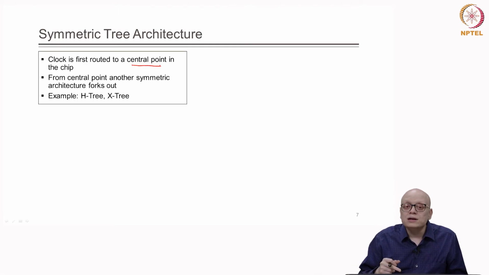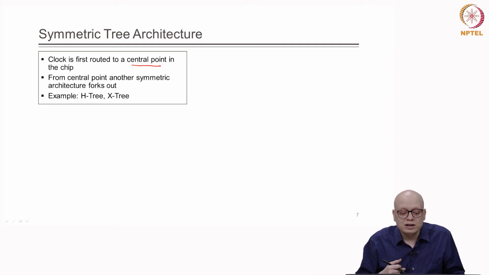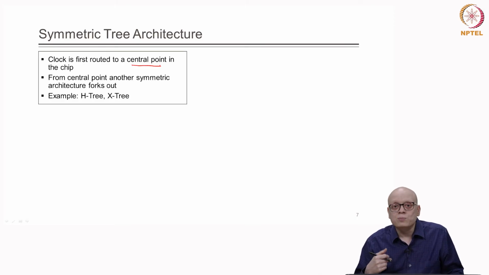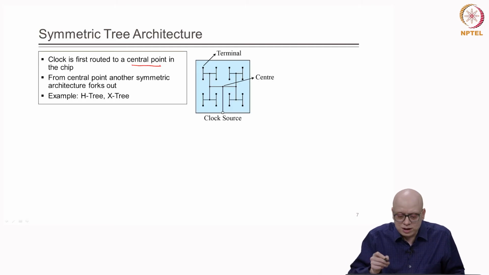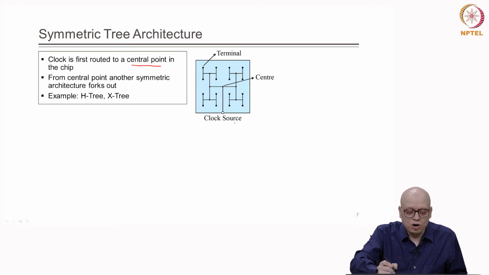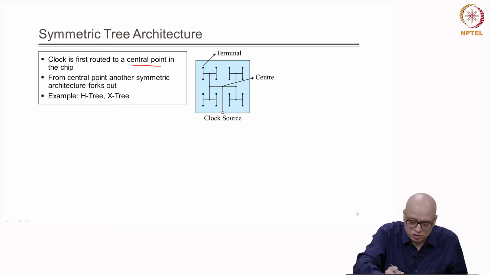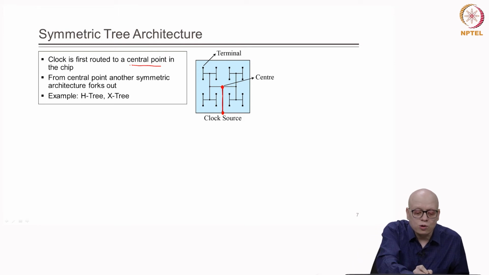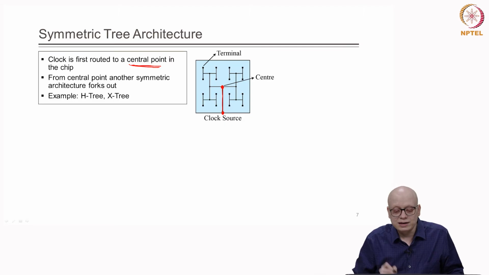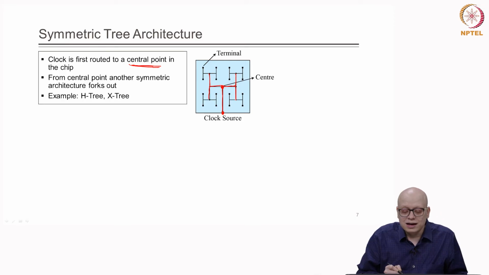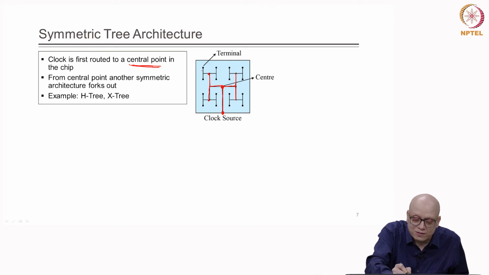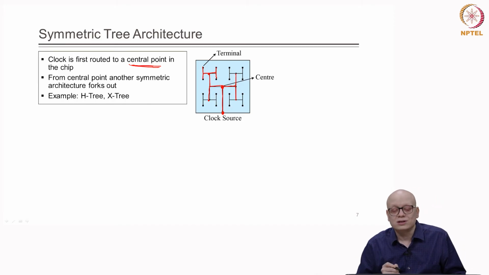There can be many types, for example, H tree or X tree types of symmetric tree architecture are very popular. So, let us understand what is H tree or X tree architecture. This is a figure of an H tree architecture. This is the clock source, from here the clock signal goes and is first routed to the central point in the chip. From the central point we have another symmetric structure, that is H, and wherever the end of the H is, we have another symmetric structure and so on.